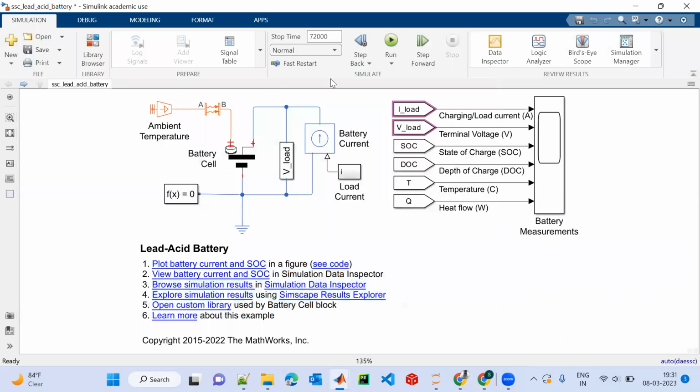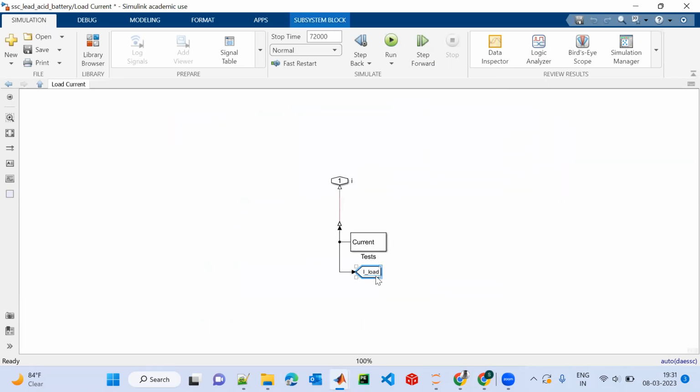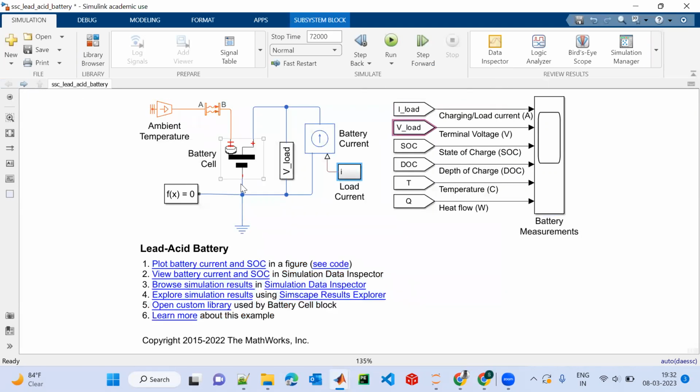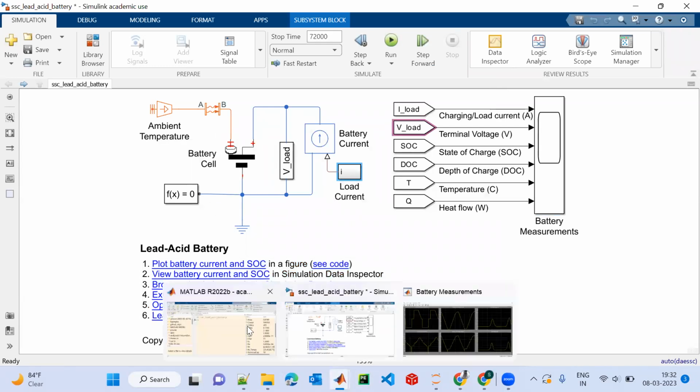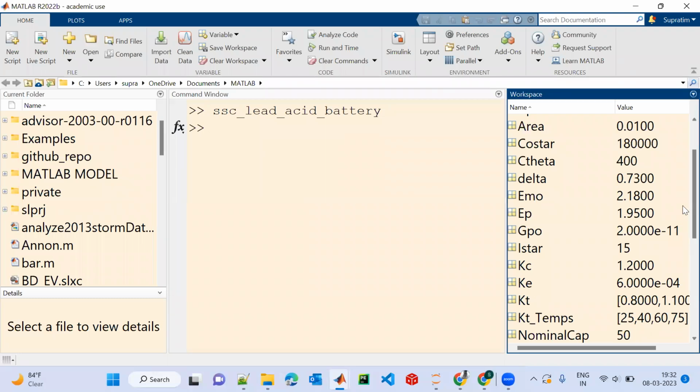With the help of this model, we can customize the model with different parameters. Also, we can connect multiple lead acid cells in series or in parallel based on our requirement, and we can observe the characteristics or the behavior of the lead acid battery for different charging and discharging profiles. Whatever parameter we want to change, we can change here. This is the current profile. We can change the current profile from here. Then all the parameters for this battery, we can change from this workspace. So all the variable values we can change.